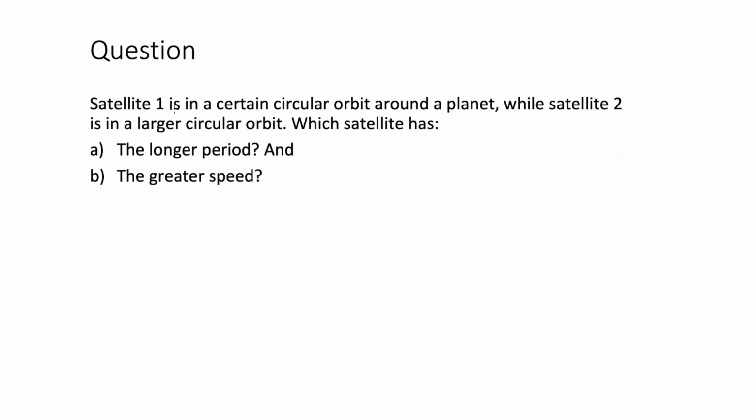Okay, so a question. Satellite 1 is in a certain circular orbit around a planet, while satellite 2 is in a larger circular orbit. So we can say from that that the radius of orbit 2 is greater than the radius of orbit 1. And we're asked which satellite has, in part A, the longer period. So to answer this, we're going to need to use Kepler's third law, which tells us that the period squared is proportional to the radius cubed. So if we have a bigger radius, we have a bigger period. So this tells us that satellite 2 has the longest period.